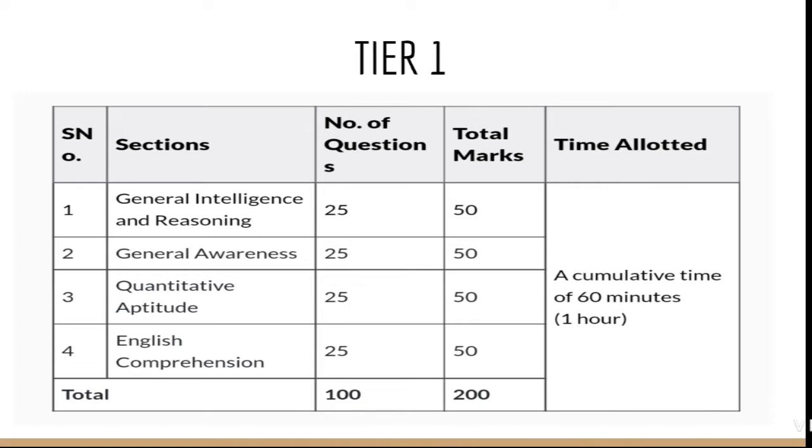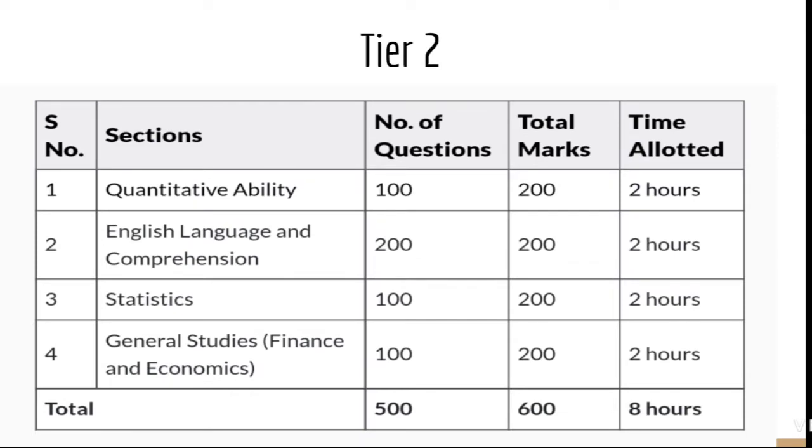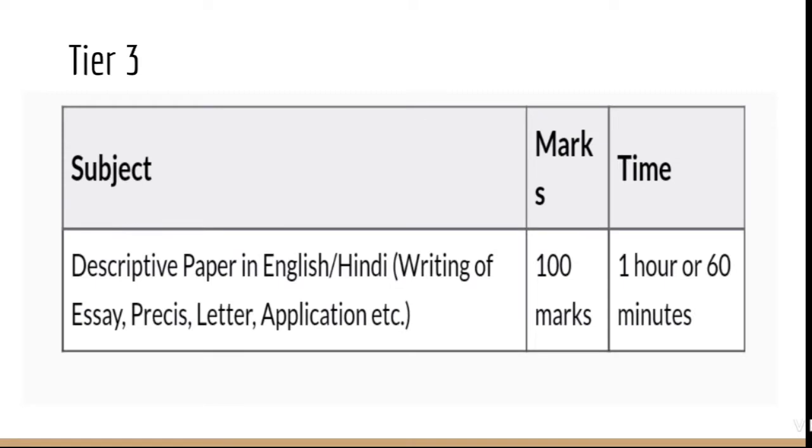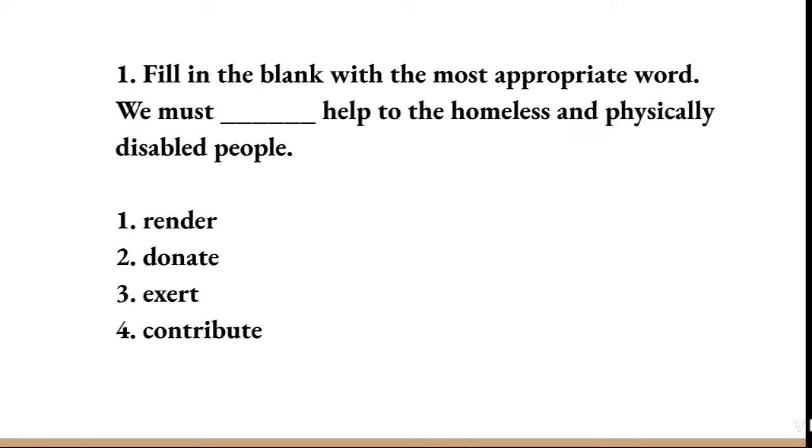In case of English comprehension, you will have 25 questions, and each question would carry 2 marks, and time is 60 minutes. In Tier 2, there is one paper on English language and comprehension. For this, you will have 200 MCQ questions, and you will get 2 hours. Tier 3 is entirely about English comprehension test. You can choose English or Hindi. So let us start solving the question paper.